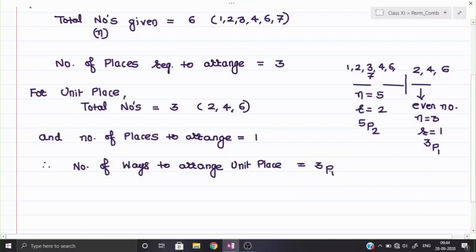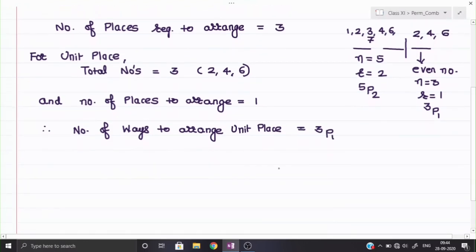Now we shall talk about the remaining two places. So we can say that for the remaining two places, how many total numbers do we have remaining?